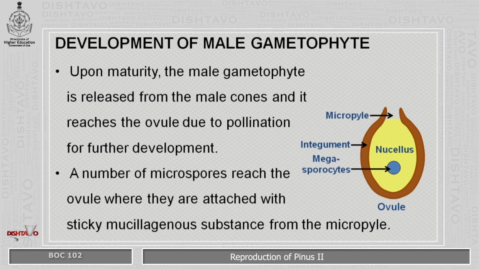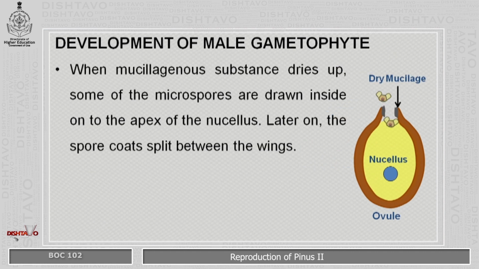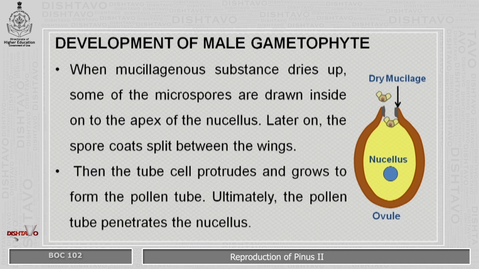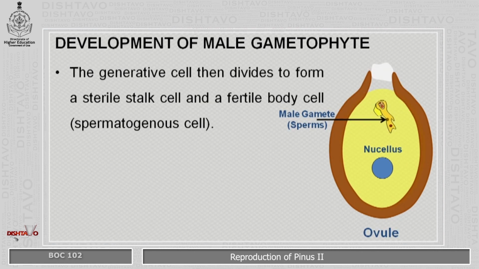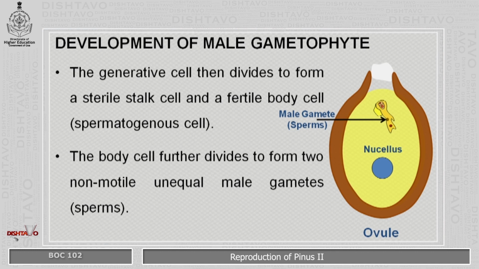A number of microspores reach the ovule where they are attached by the sticky mucilage substance from the micropyle. When the mucilage dries up, some of the microspores are drawn inside onto the apex of the nucellus. Later on, the spore coat splits between the wings and the tube cell protrudes and grows as the pollen tube. Ultimately, the pollen tube penetrates the nucellus. The generative cell then divides to form a sterile stalk cell and a fertile body cell, that is the spermatogenous cell. The body cell further divides to form non-motile unequal male gametes or sperms.